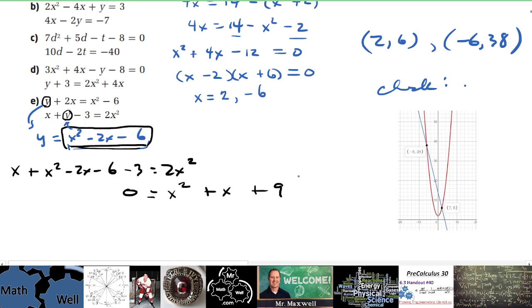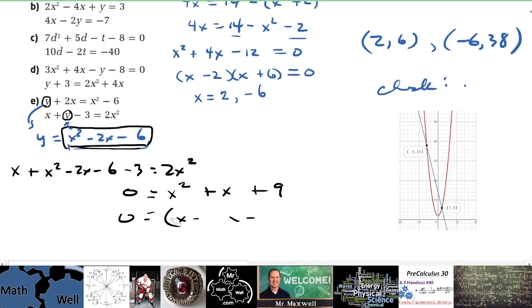Okay. So can we factor this? Let's just see what happens. So I have x and x. What two numbers multiply to 9 and give me a difference of x? Okay, 3 and 3. Problem here, though, is that if they're both positive or both negative, that does not add up to 1. So that's a problem.